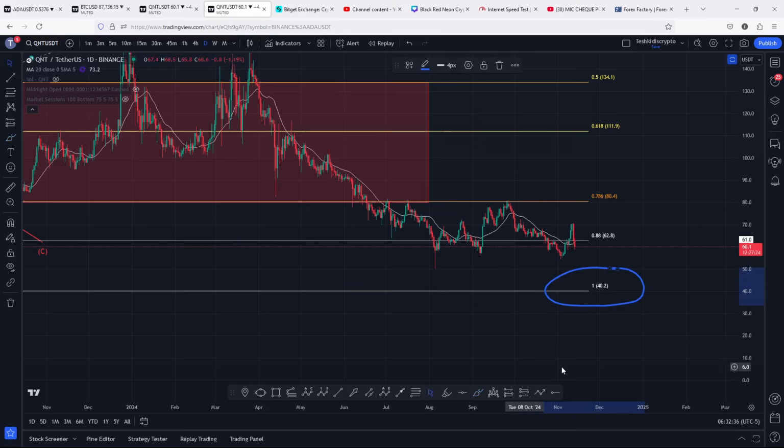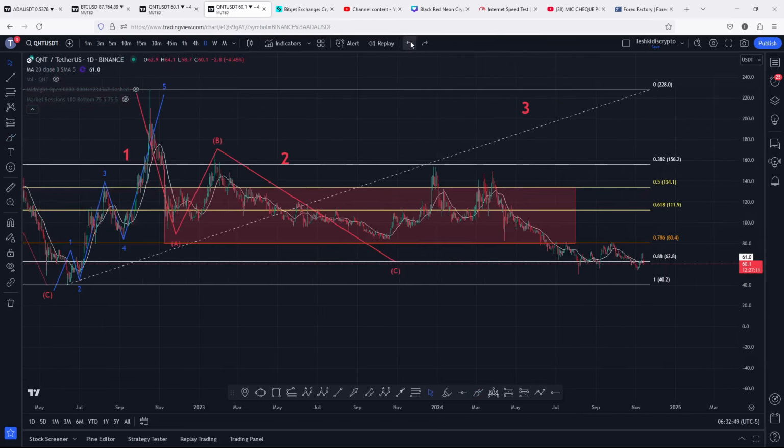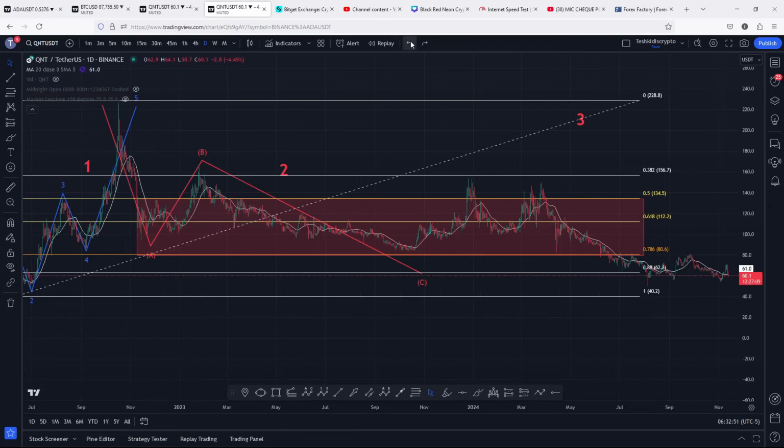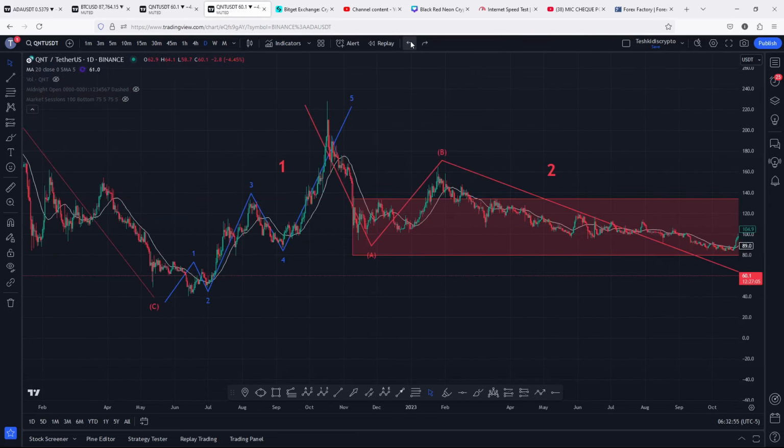Then we can expect another bounce to the upside as a recovery, maybe taking us to new all-time highs, or maybe possibly we will never see new all-time highs here on the QNT chart. So that is all I'm expecting on the short term and also on the long term, and let's be patient and see how that plays out, and I will be keeping you up to date.